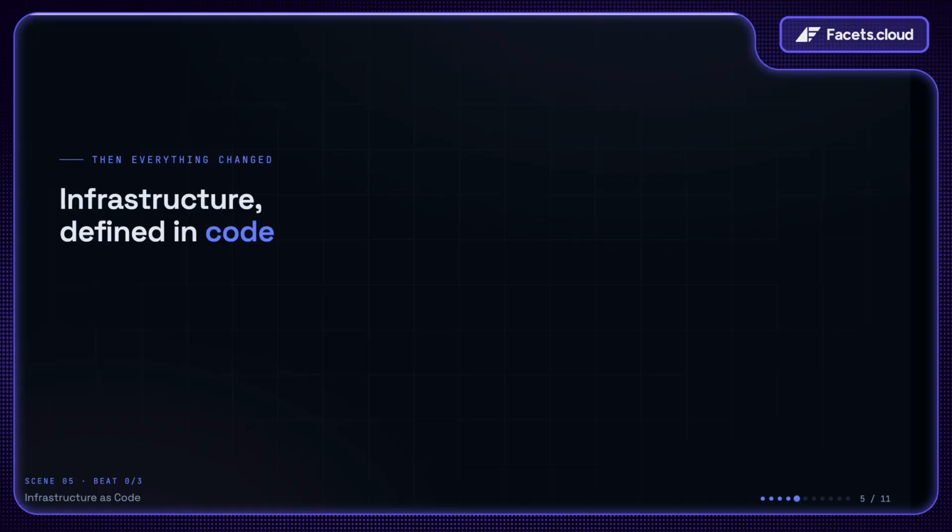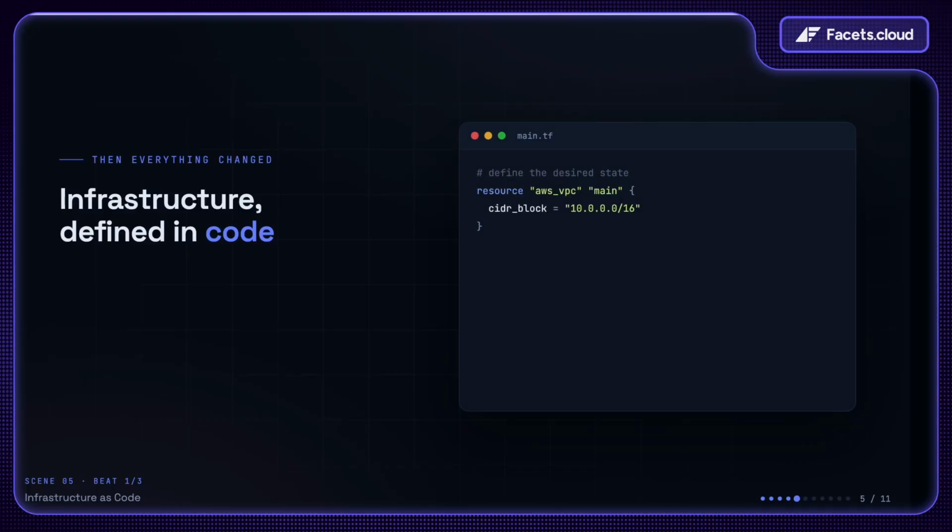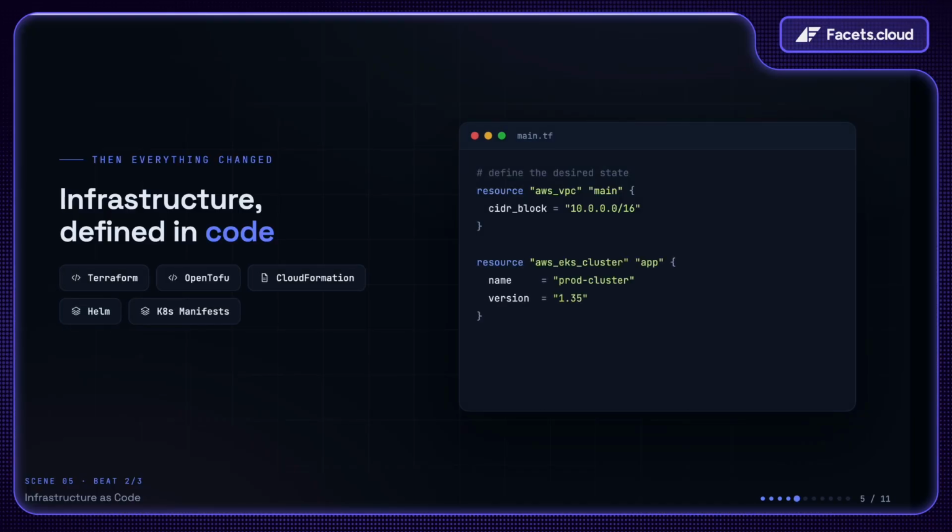That's where infrastructure as code changed everything. Instead of creating infrastructure through the web console, engineers started defining infrastructure in code using tools like Terraform, OpenTofu, CloudFormation, Helm, or Kubernetes manifests. The code describes the desired state of the infrastructure, and the provisioning tools ensure that the cloud environment matches the definition.